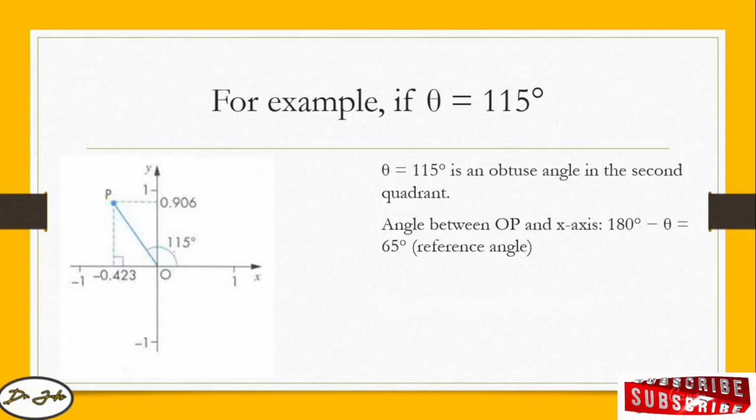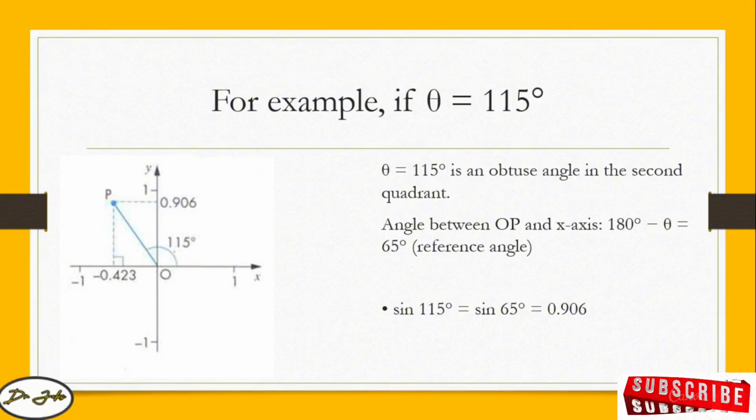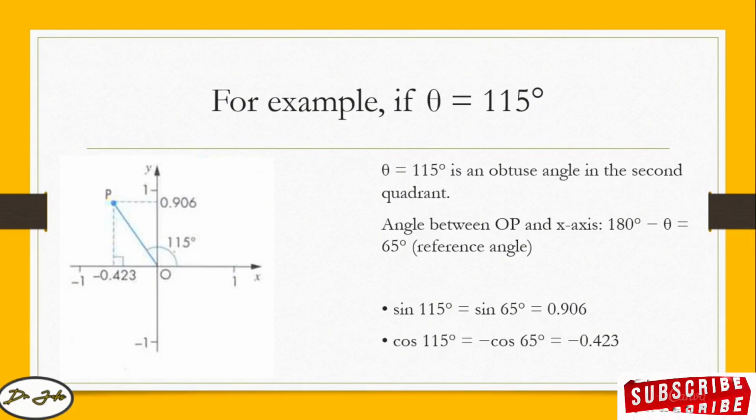Let's wrap up with a final calculation. If theta is 115 degrees, then 180 degrees minus 115 degrees gives you 65 degrees. So, the sine of 115 degrees is the same as the sine of 65 degrees, which is 0.906. The cosine of 115 degrees is the negative of the cosine of 65 degrees, which is negative 0.423.